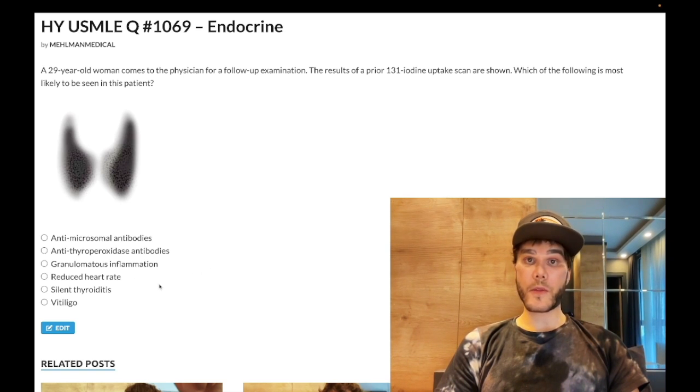Choice D, reduced heart rate, wrong answer. It's not bradycardia because we know that this isn't hypothyroidism. It's not Hashimoto, okay? You can also play mind games as far as if you're looking at the other answer choices, you know these are Hashimoto, then you know they're wrong because choice D would also have to be correct. Wrong answer.